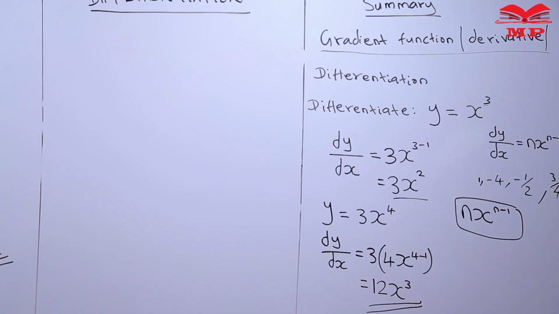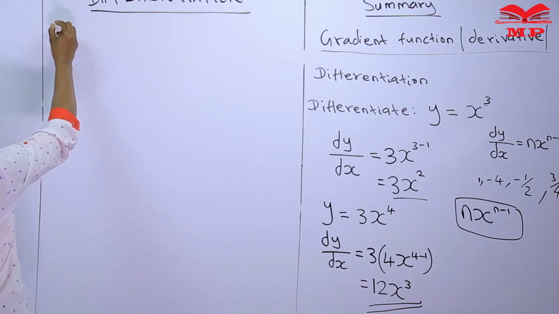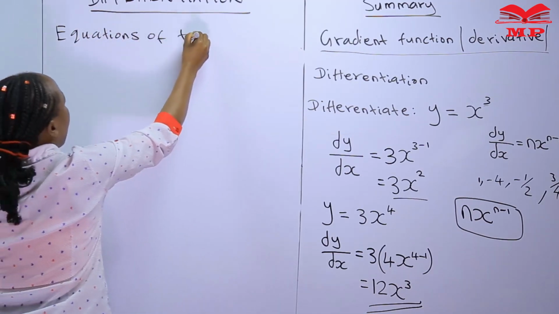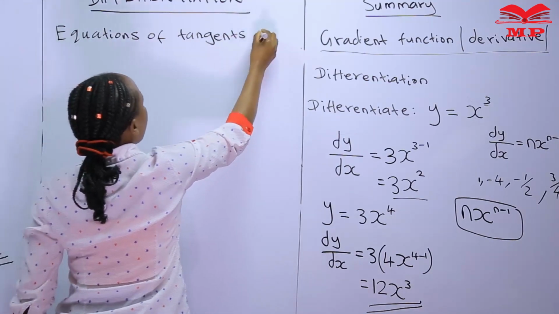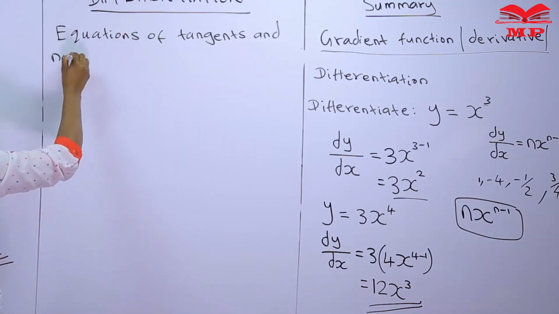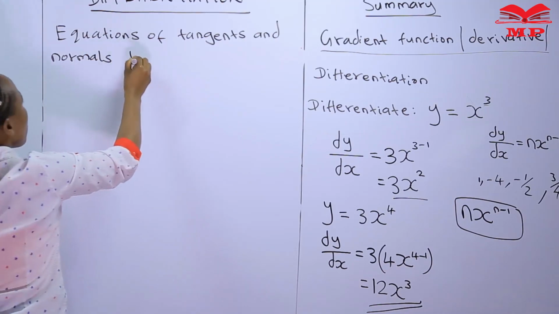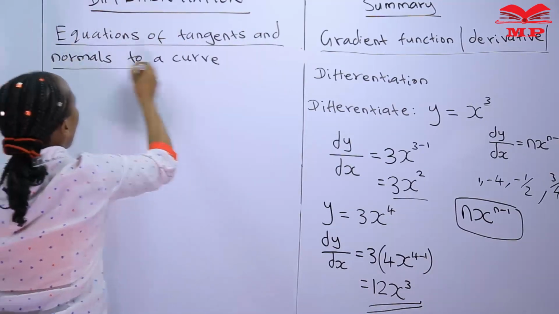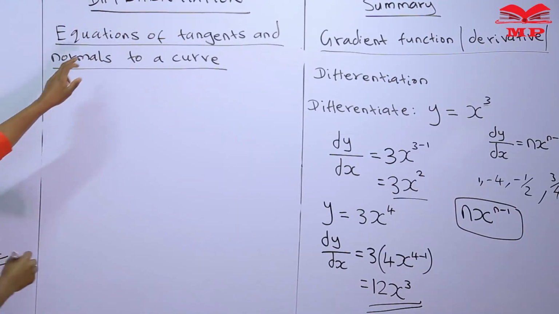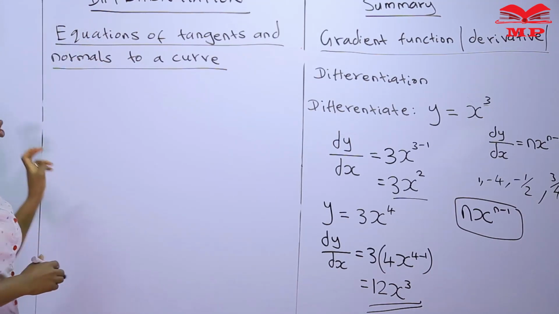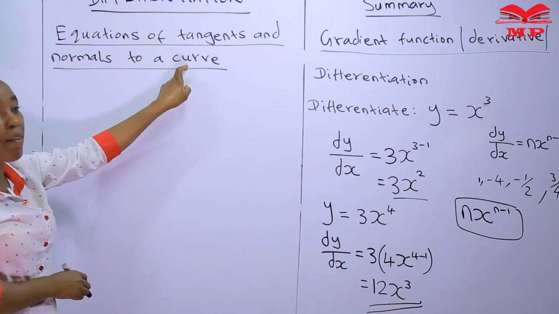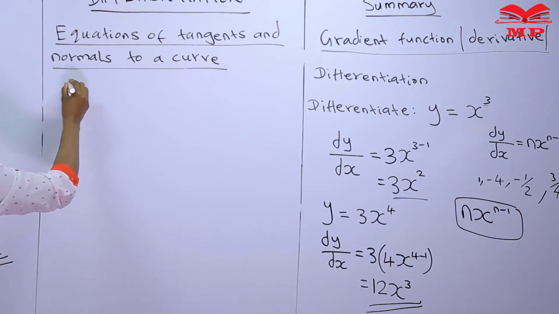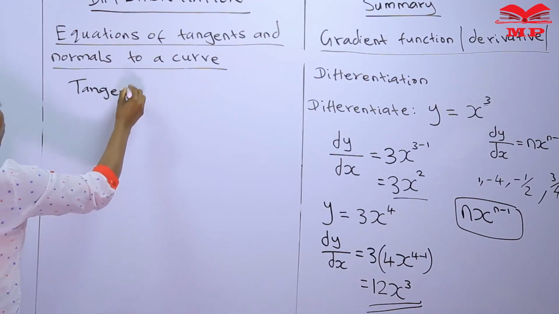So today, in this lesson, I want us to look at the equations of tangents and the normals, equations of tangents and normals to a curve. So we'll be looking at these two types of equations, that is equations of the tangents to a curve, and also the equations of normals to a curve. And we are going to start with the tangents. We'll start with the equations of tangents.